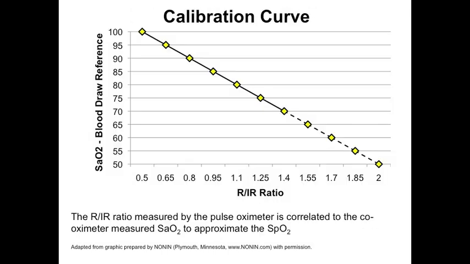Until the researchers can develop a calibration curve demonstrating the relationship between the lab oximeter oxygen saturation measurement on the y-axis to the R/IR ratio measured by the pulse oximeter on the x. This calibration curve is programmed into each pulse oximeter and is how the meter converts the measured R/IR ratio to the estimated oxygen saturation. Note, what happens when the patient's O2 saturation drops below 70%?